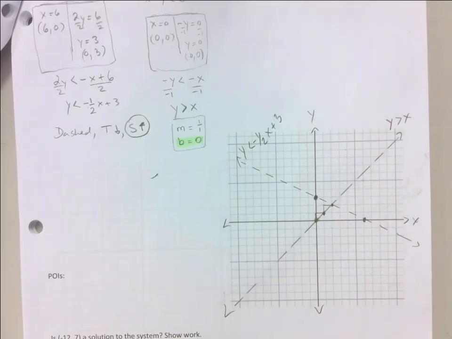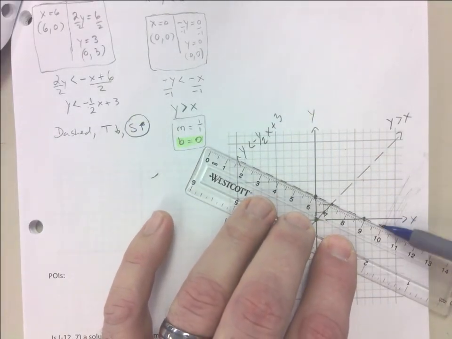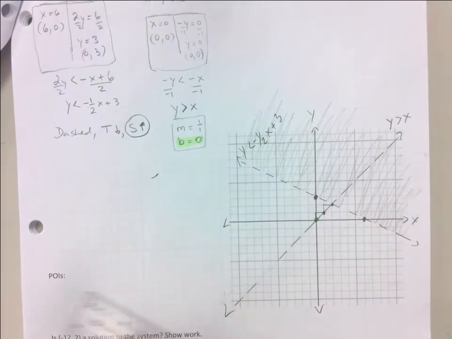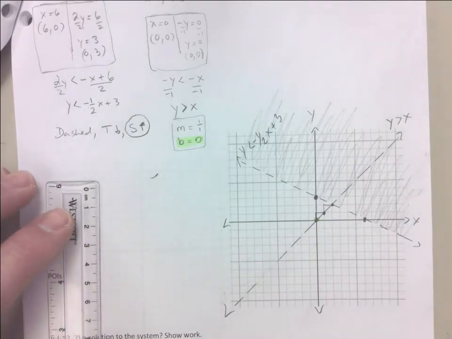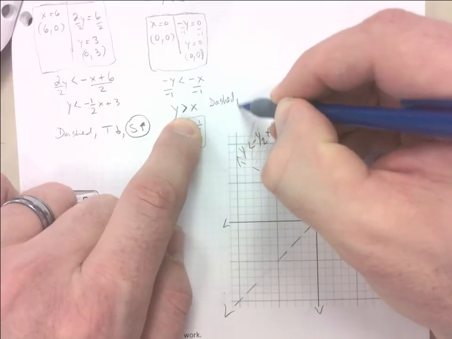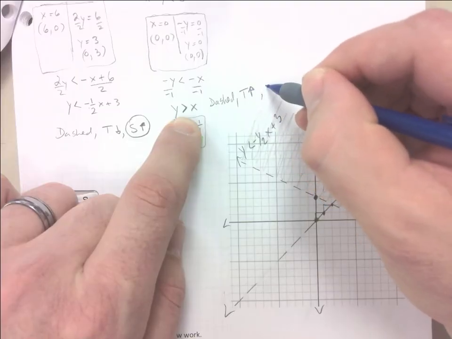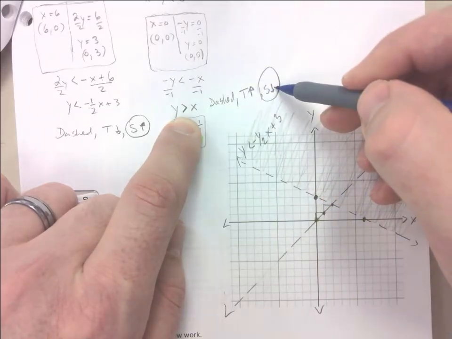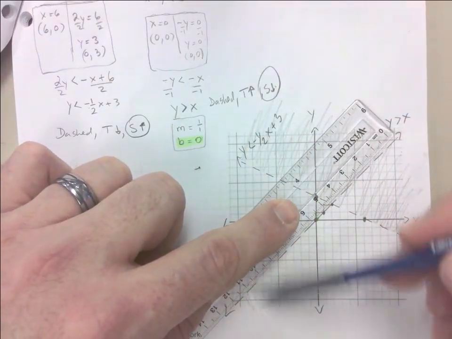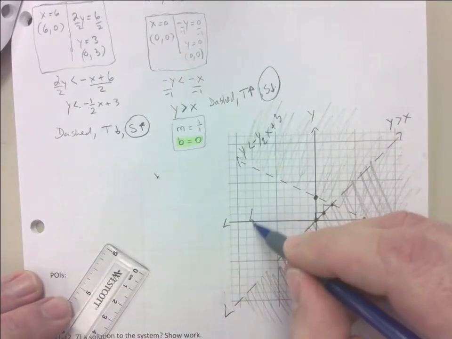Okay, and now the shading. I shade above that one. And what about the other one here? It's a dashed line. The true region is below, so I shade below. So it's here. This is my solution region.